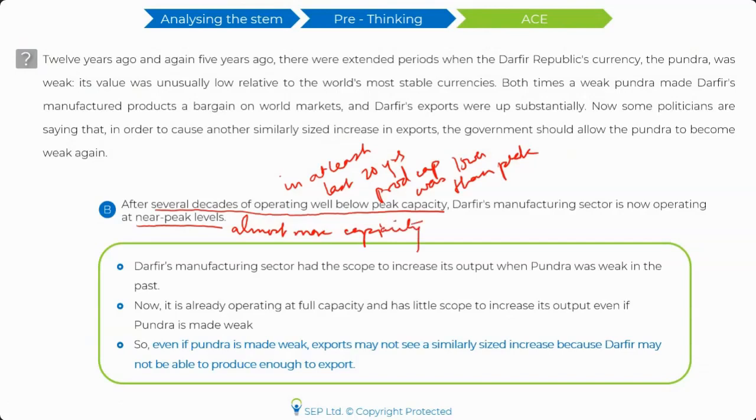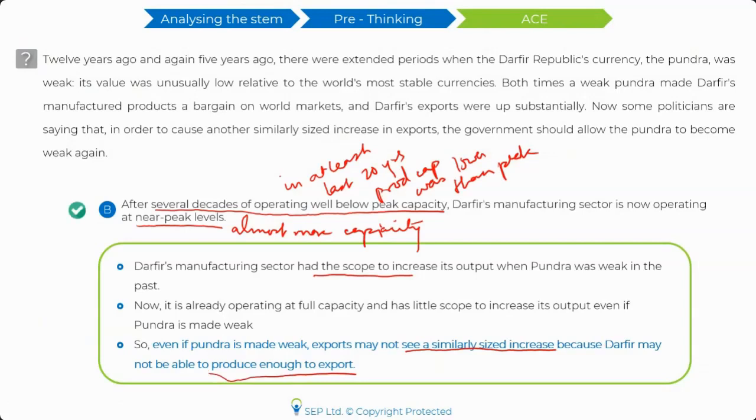So earlier, Darfur's sector had the scope to increase output when the Pundra was weak. 12 years back, 5 years back, Darfur's manufacturing sector could increase its production output, because at that point of time, it was not producing as much as it was capable of producing. Okay, but now, if it is already operating at almost full capacity, then even if it wants to export more, it cannot increase its output. Let's say my factory size is made to only produce 1,000 quintals per month. I cannot push it to do more. So if I want to export more, I cannot push it to produce more. All right, even if you make the Pundra weak. So this choice says that even if Pundra is made weak, exports may not see a similarly sized increase, because Darfur may not be able to produce enough to export. Okay, and therefore B is the correct choice.